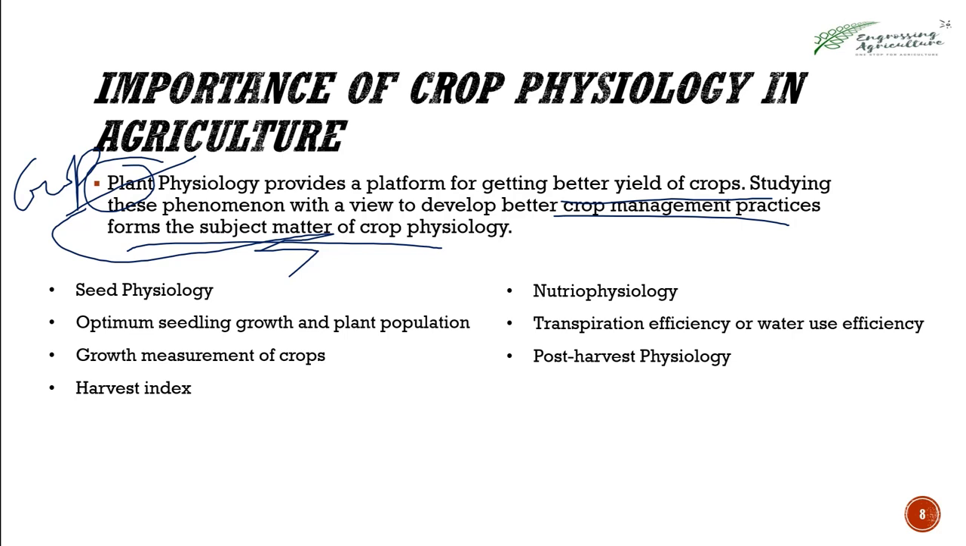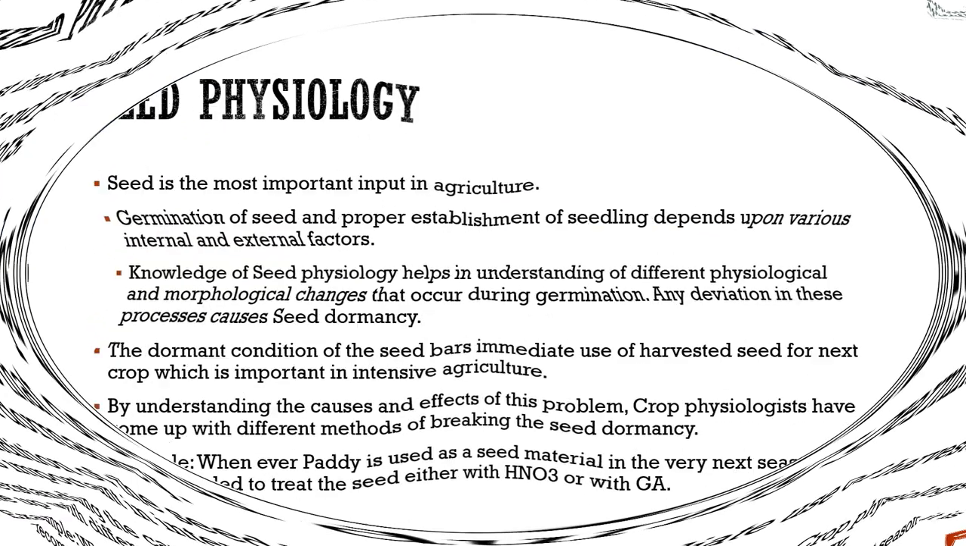Seed physiology, then we have optimum seedling growth and plant population, growth measurement of crops, harvest index, nutrophysiology, transpiration efficiency or water use efficiency, and post-harvest physiology. I'll just explain all these briefly, and then you can read them in the slides here. You can get these PPTs and know more about them from there. I'll just briefly explain individually.